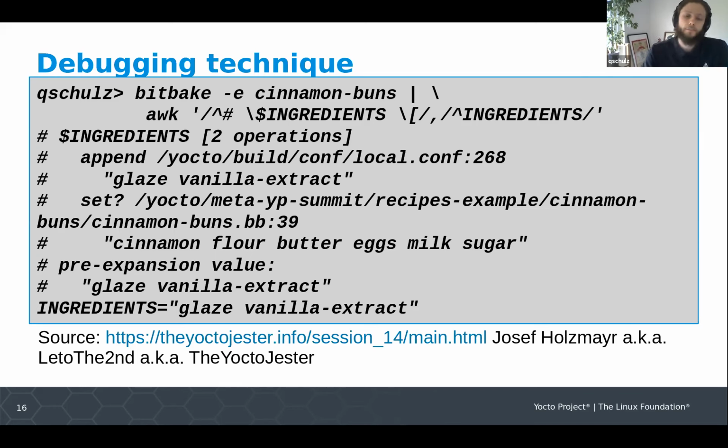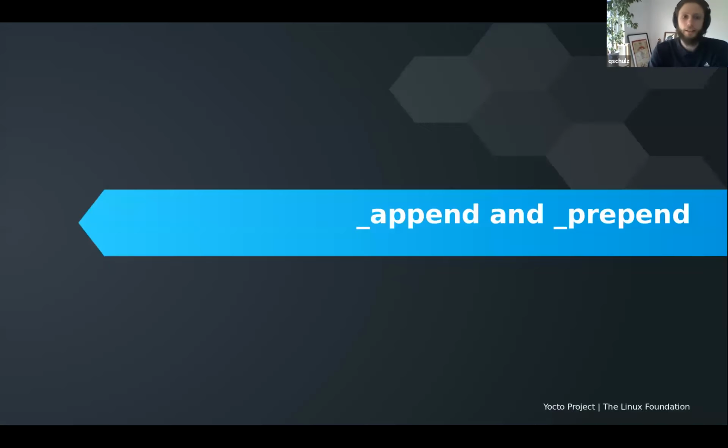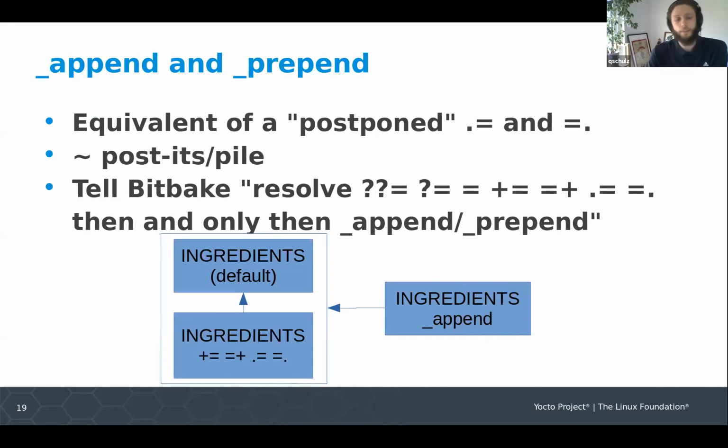What is important to see is that the configuration files are actually parsed before the recipes, or for that matter, any bbappend or include files. So in that case, you actually need a new operator, right? Because you still want to append something from a configuration file. And that is where I introduced the _append and _prepend operators. And they're basically the equivalent of postponed dot equal or equal dot.